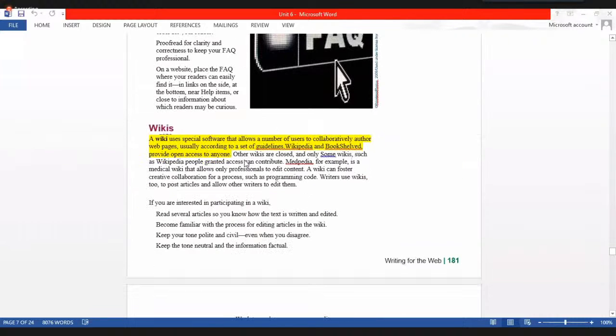Wikis, Wikipedia is given. A wiki uses a special software that allows a number of users to collaboratively author web pages, usually according to a set of guidelines. Wikipedia and bookshelves provide open access to anyone. Everyone has access to that. So they provide open access to anyone. It is a special software, and different necessary information is given here.